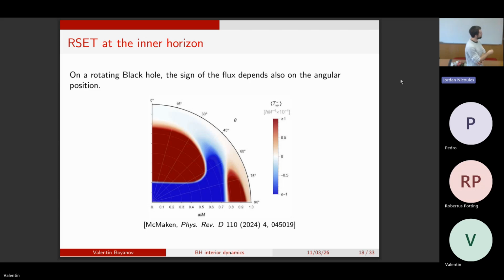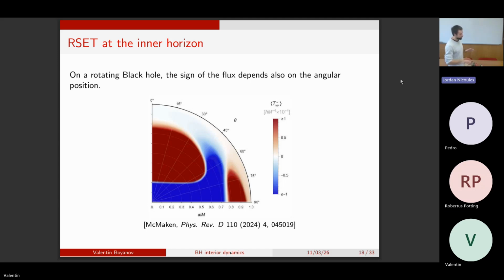And if we add angular momentum to the picture, so if we look at the exact renormalized stress energy tensor on the Cauchy horizon of a rotating black hole, we see actually that the sign of the flux can depend on the angle as well. So here the blue regions are where the flux is negative, and the red ones is where it's positive. So it's not entirely clear, since this is also the Cauchy horizon and not the inner horizon of a dynamically formed black hole, what the sign will be in which regions of the inner horizon.